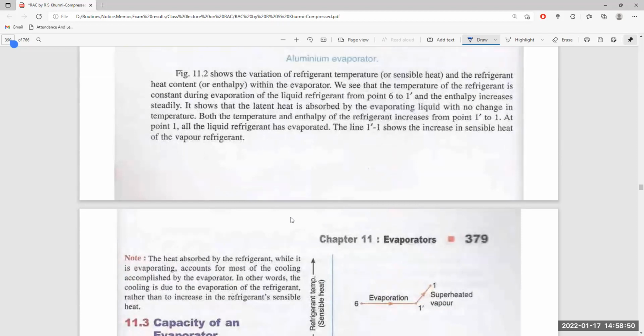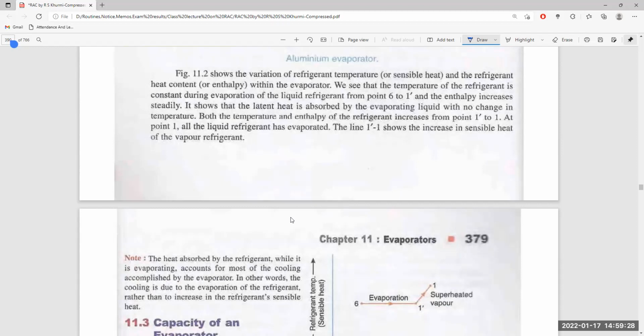We see that the temperature of the refrigerant is constant during evaporation of the liquid refrigerant from 6 to 1 dash, and the enthalpy increases steadily. It shows that the latent heat is absorbed by the evaporating liquid with no change in temperature. Both the temperature and the enthalpy of the refrigerant increase from 1 dash to 1. At point 1 dash, all liquid is evaporated.